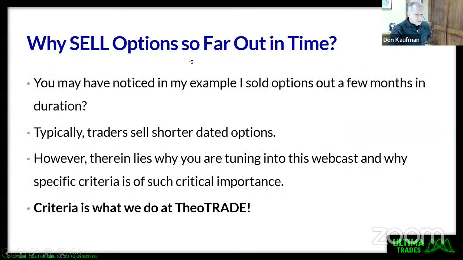Okay. This is why we're selling options so far out in time. Maybe you noticed in the example, I sold options a few months out. Typically traders are selling short duration. That's why you're tuning into this webcast. That's why specific criteria matter. When I talk about criteria, I'm talking about the nuts and bolts. Why am I selling an option 120 days out? Why am I selling an option 85 days out? Because I'm going to tell you right now, that is what Ultima is.